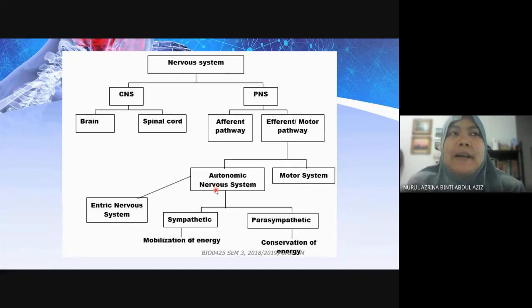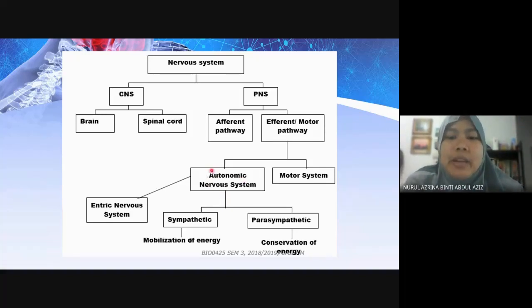Contoh, the peristalsis, contraction of our esophagus during churning of food, kita tak boleh control. Okay, apa lagi kita tak boleh control? Tindakan reflex, kita tak boleh control. Digestion, kita tak boleh control benda tu. Okay, blinking of eyes, kita tak boleh control. So that is under autonomic nervous system. Okay, to increase the heart rate or lower the heart rate, kita tak boleh control.